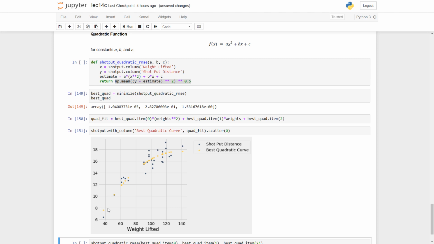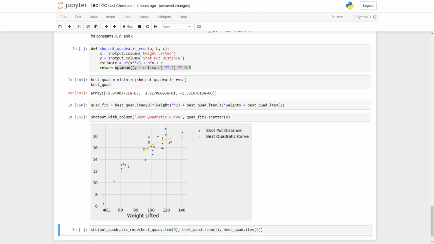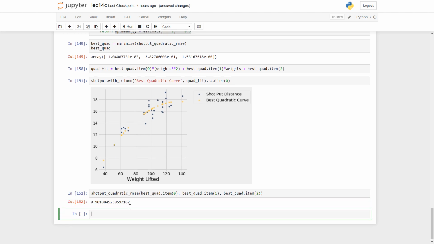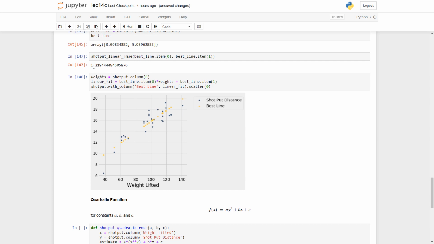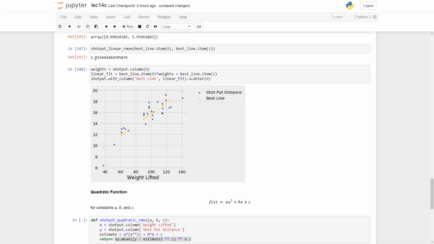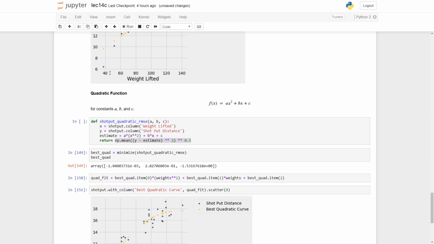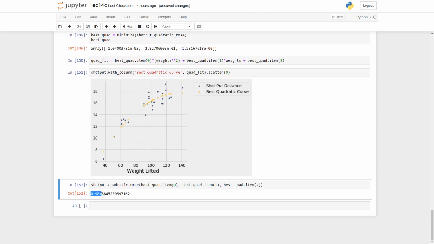So we want to see whether this is actually better than the linear function or the linear regression. How can we do that? Of course, we should compare the root mean square error for both. So here is the root mean square error for that function. It is 0.981. Remember that number, 0.981. What was the root mean square error for the regression line? Let's get back here. You will find that it was 1.219. So 1.219 for the line and 0.981 for the quadratic curve, which means that the quadratic function is a better fit than the line.